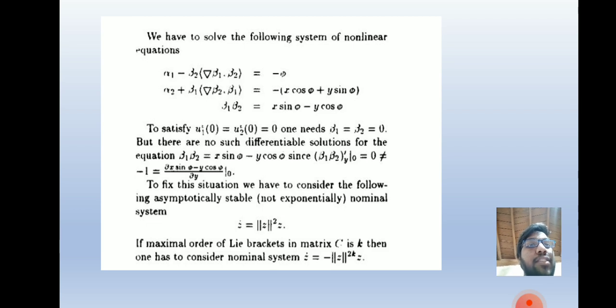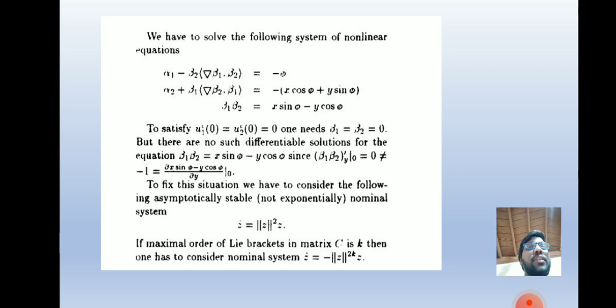To fix this situation, we have to consider the following absolutely stable, not exponentially stable, nominal system. z dot is equal to minus mod z squared z. If the maximum order of Lie brackets in matrix C is k, then one has to consider the nominal system z dot is equal to minus mod z to the power 2k z. This is about the topic.